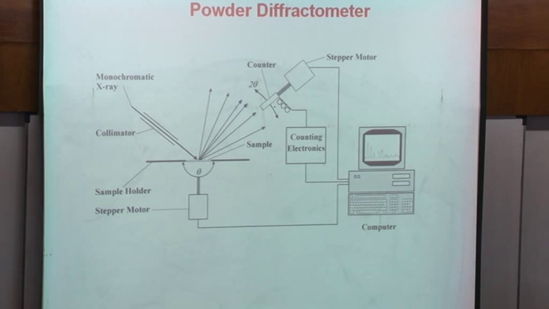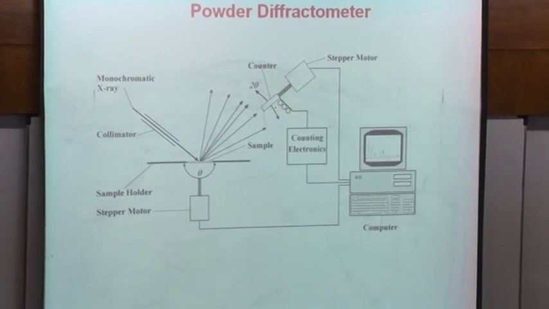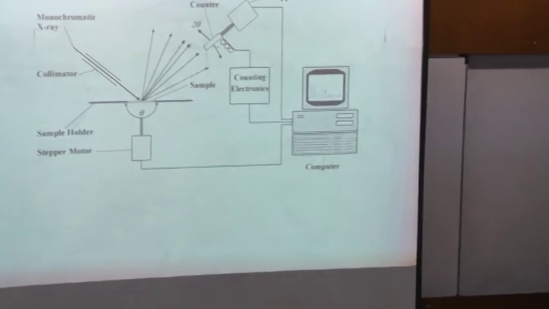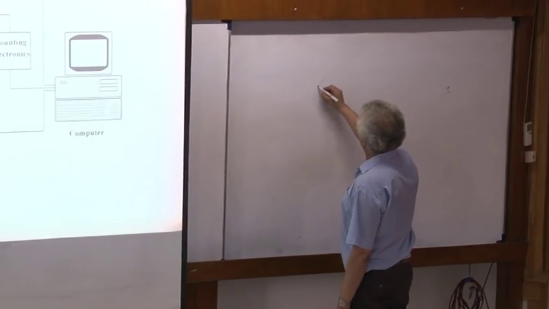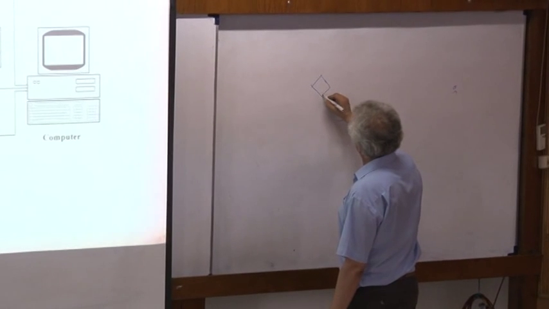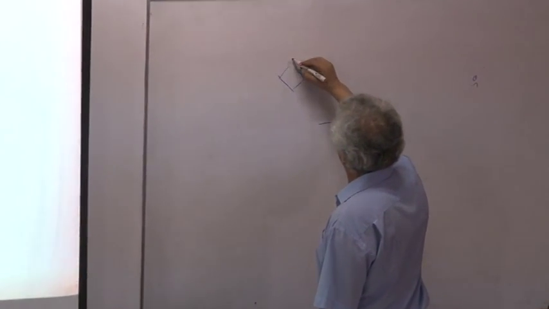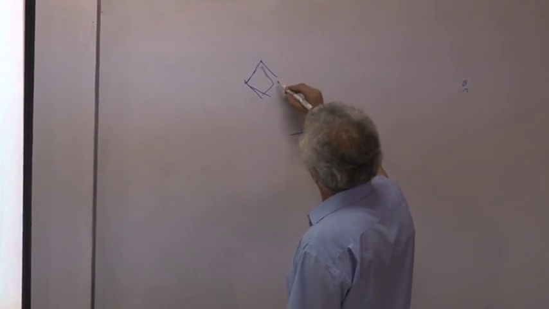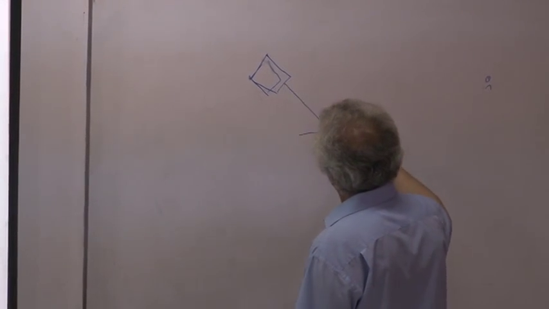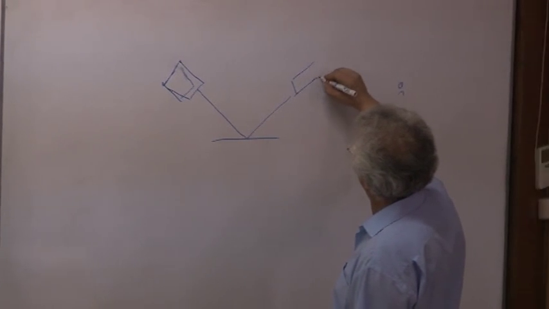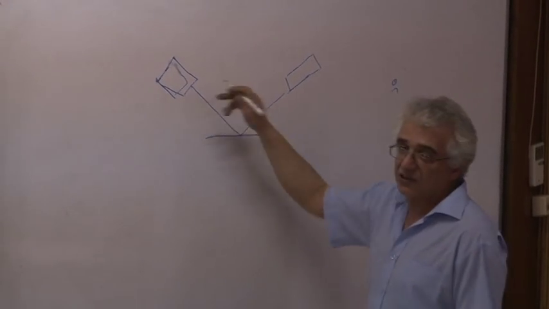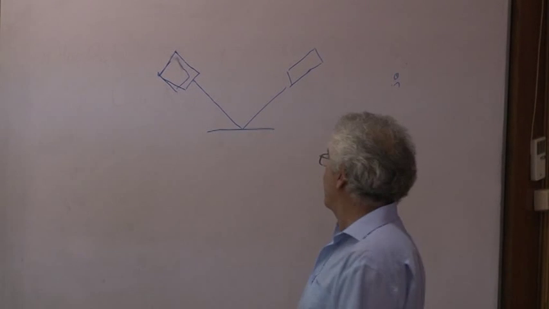On your instrument here, you have theta-theta geometry, which is slightly different. So you have a flat plate like this. You have your beam coming in like this. Oops, not drawn it very well. So you have your beam coming in like this. You have your detector somewhere over here, and various slits to make this nice and narrow.